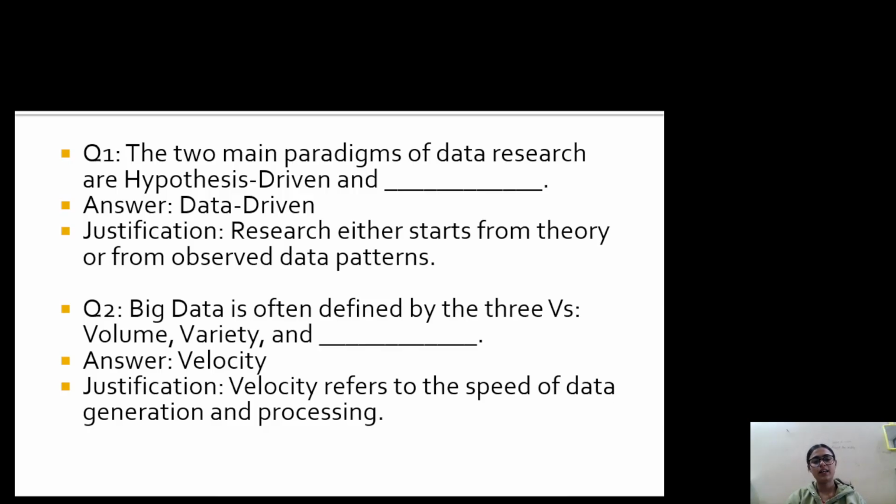Next, big data is often defined by the three V's: volume, variety, and dash. So the third V is velocity. Here, variety means many types of data such as text, video, logs, images. Volume basically means large quantities of data, and velocity means data is arriving at very fast speed, for example, Instagram posts per second. Velocity basically explains the speed of data generation and processing.